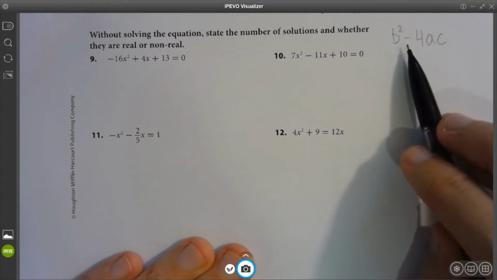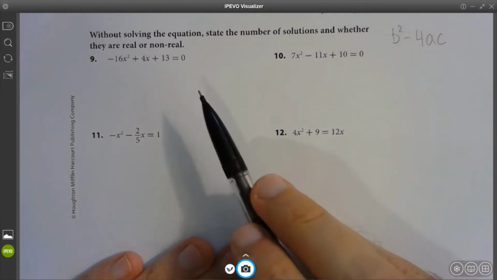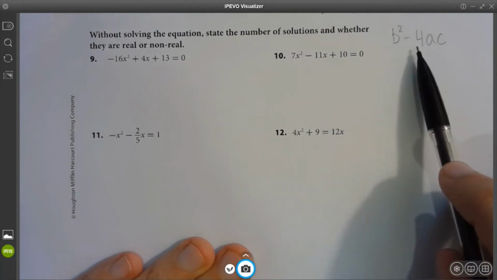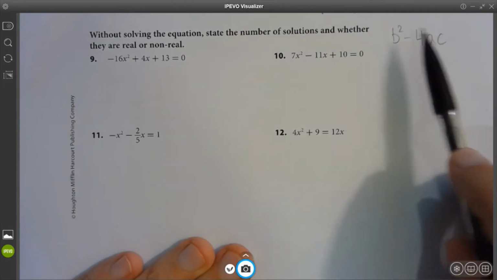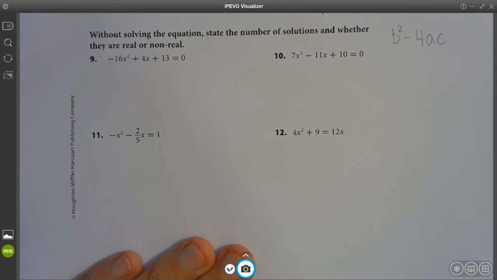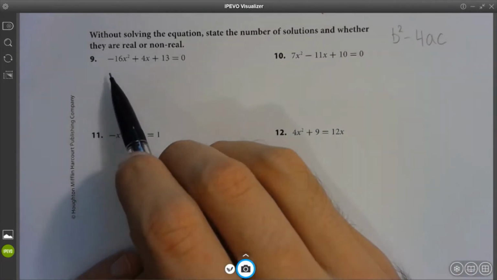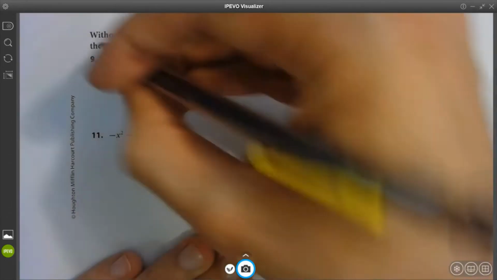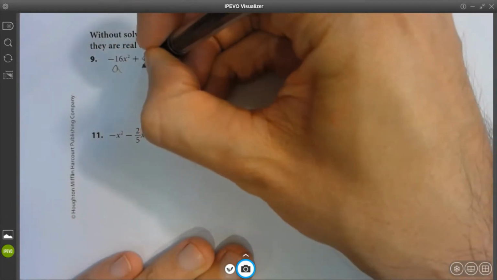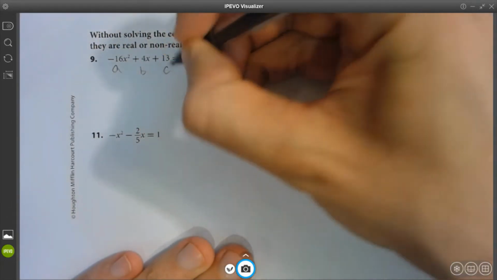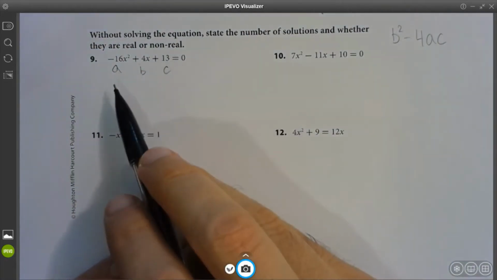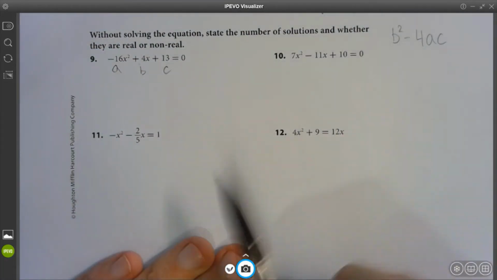And basically, if it's positive, we have two real. If it's 0, it's one real. And if it's negative, it's two non-real. And there you go, that's it. So we have A and B and C labeled here. Pause it and try for yourself with this formula.